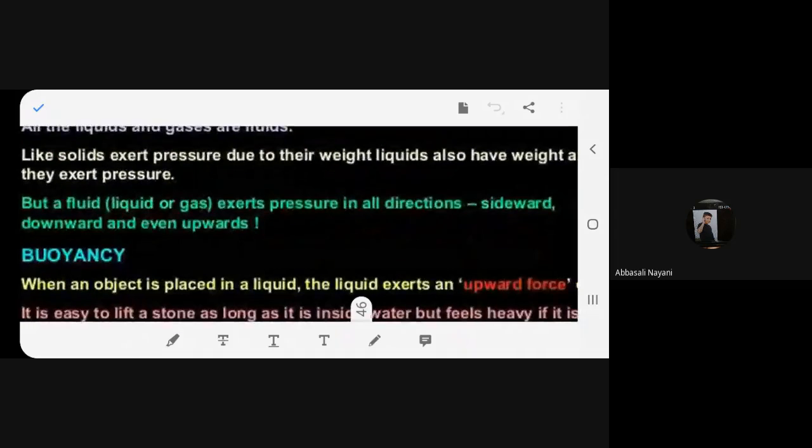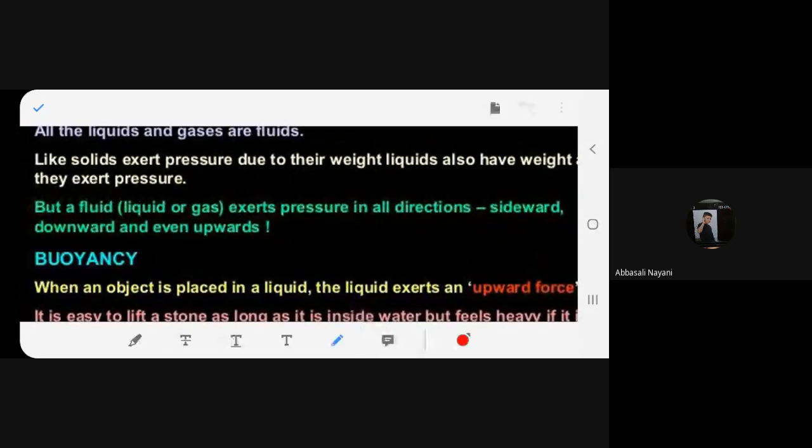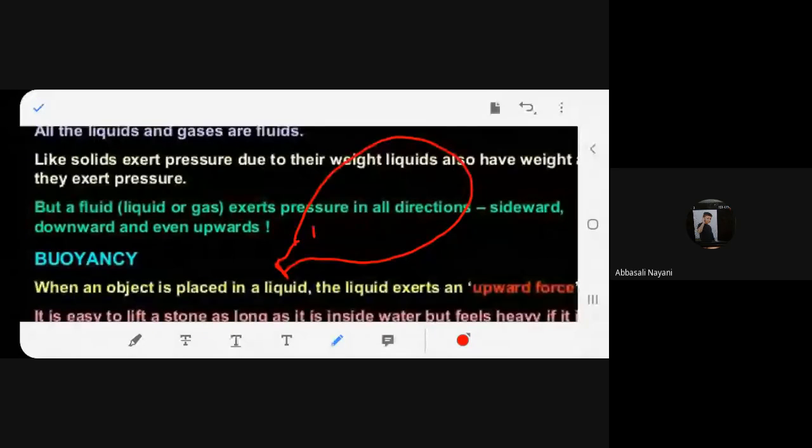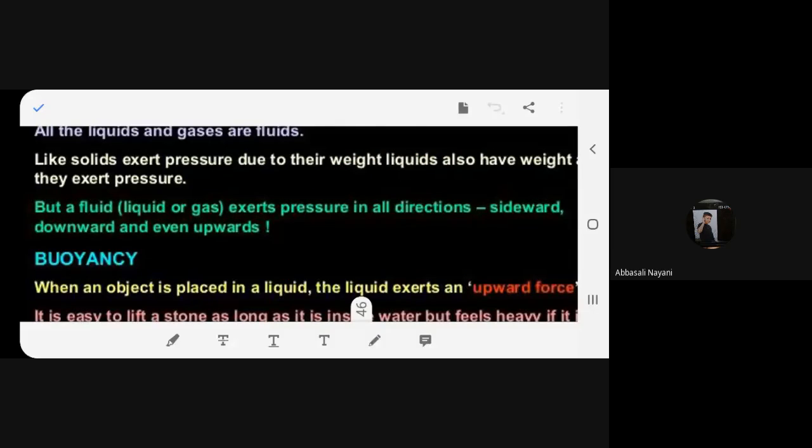But always remember, let's take a balloon. I had already told you that a balloon exerts pressure onto the wall, and that's the reason it gets inflated. It is blown because it is exerting pressure in all directions on the wall of the container, that is the balloon. So this is how it is exerting in all directions. This is air, a gas. Let's talk about liquid.